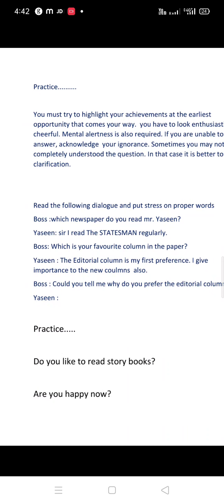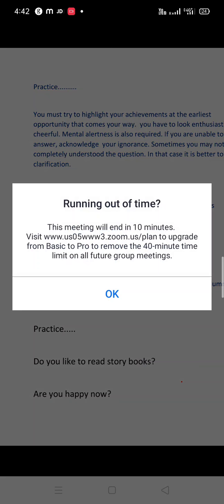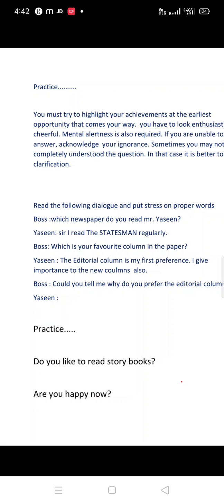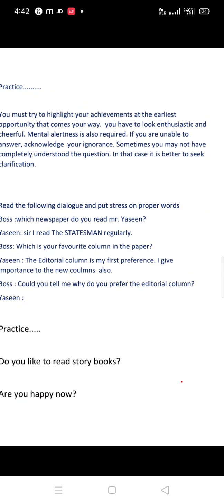Now in the first sentence, which newspaper do you read, Mr. Yasin? Here in this sentence, which are the content words? Newspaper, read, Mr. Yasin. Right. So you have to give stress on content words. Which newspaper do you read, Mr. Yasin? Mr. Yasin says, Sir, I read the Statesman regularly. Which is your favorite column in the paper? The editorial column is my first preference. I give importance to the news columns also. Could you tell me why do you prefer the editorial column?